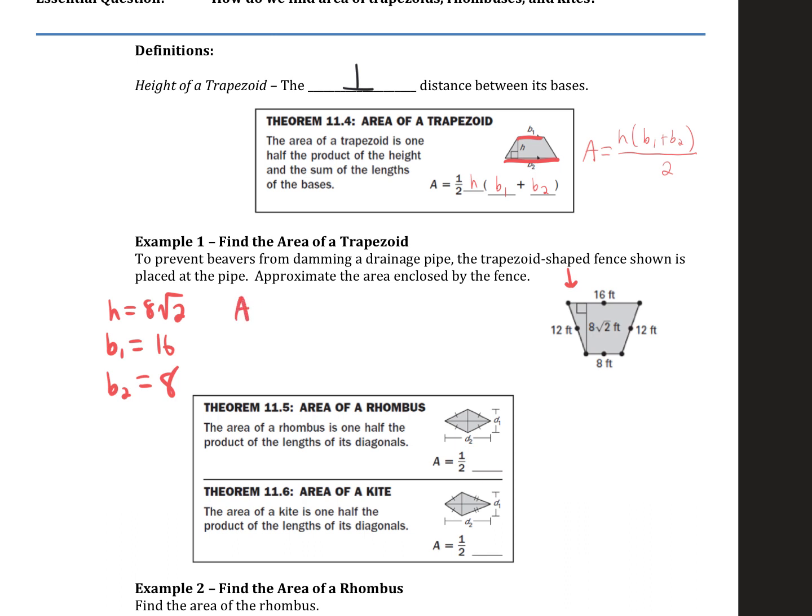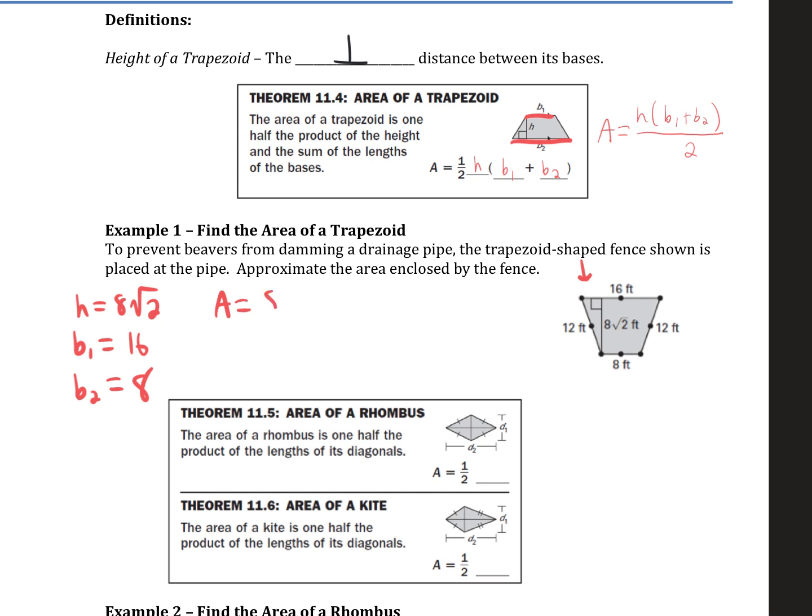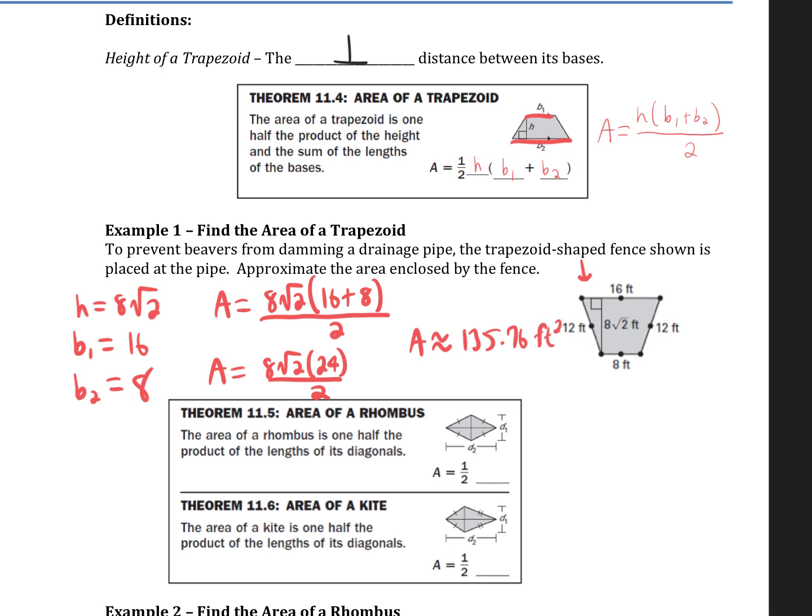So we have area equals, why don't you see if you can plug it into this formula? Give it a try. All right, so the area equals the height, which is 8 square root of 2, times base 1, which is 16, plus base 2, which is 8, all over 2. If we add 16 plus 8, we get 8 square root of 2 times 24, all over 2, which is approximately 135.76 square feet. And that's our answer. Very cool.